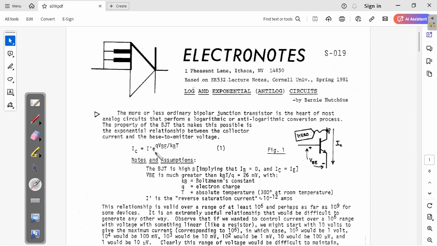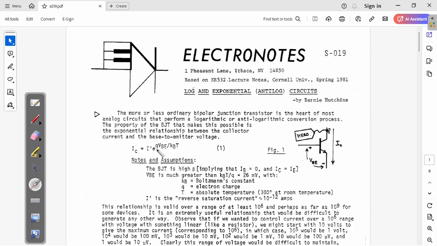So E is exponential Q VBE. So VBE is the usual voltage between the base and the emitter, divided by KB times T. And the important thing to notice is that the collector current depends on VBE, but in an exponential way. So if VBE changes a little bit, IC is going to change a lot.